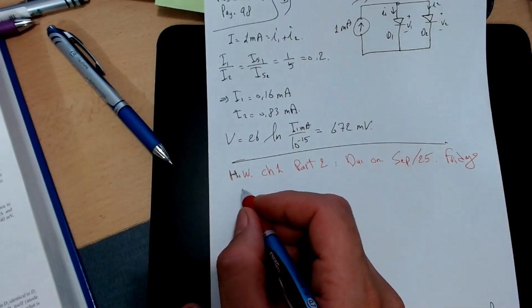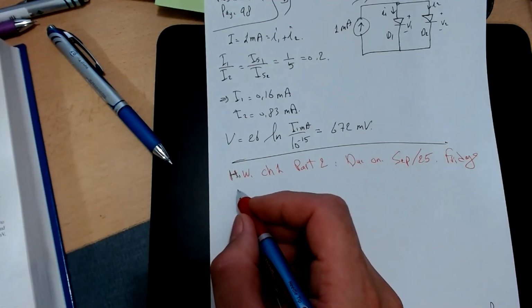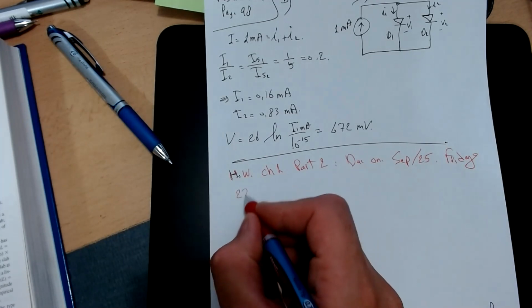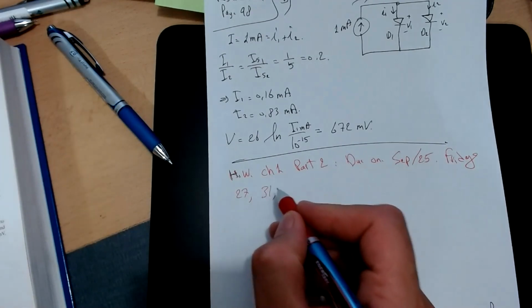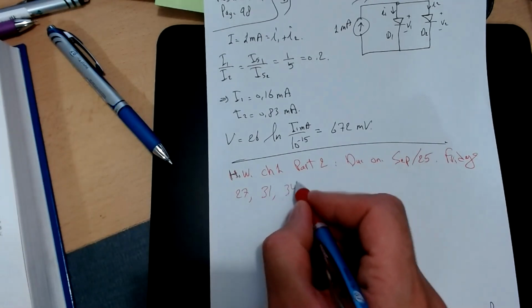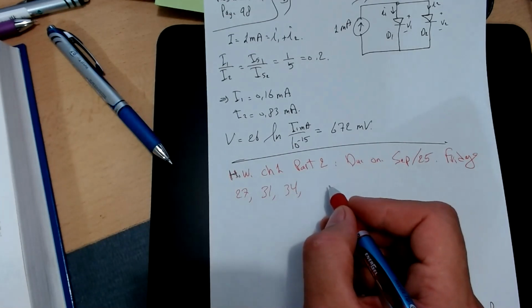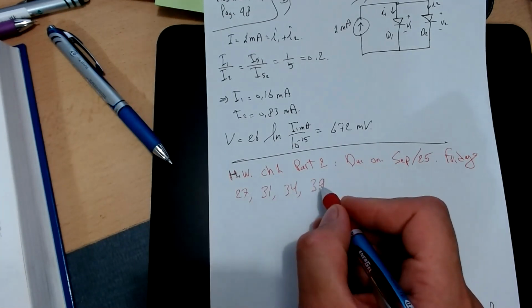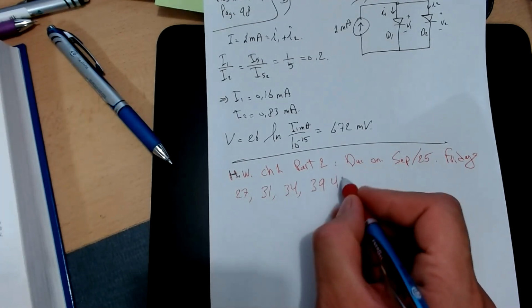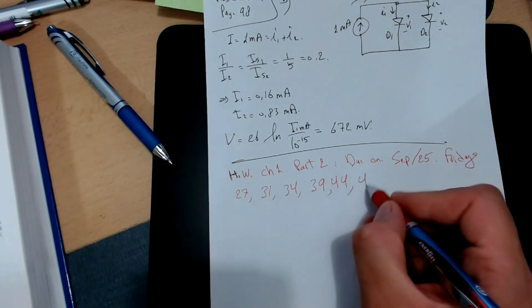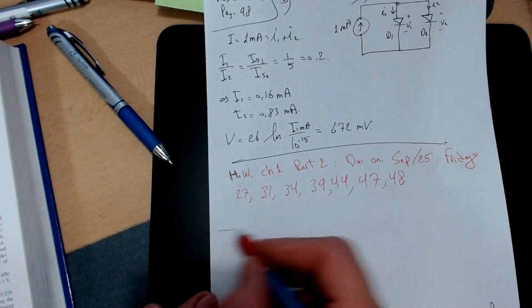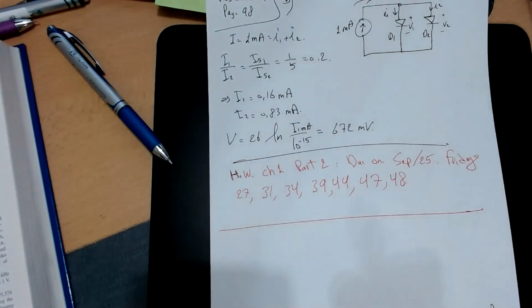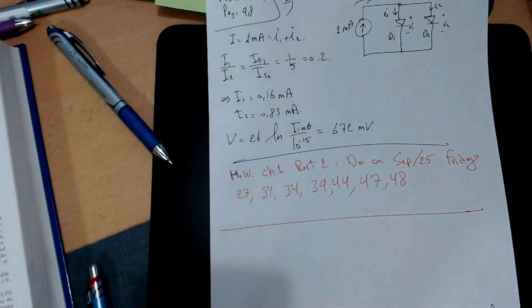So it's going to be problems 27, 31, 34, 39, we did 40, 44, 47, and 48. We have one more part in chapter 1, and we should be done. Next week, I should be done with chapter 1, and we should talk about the test.